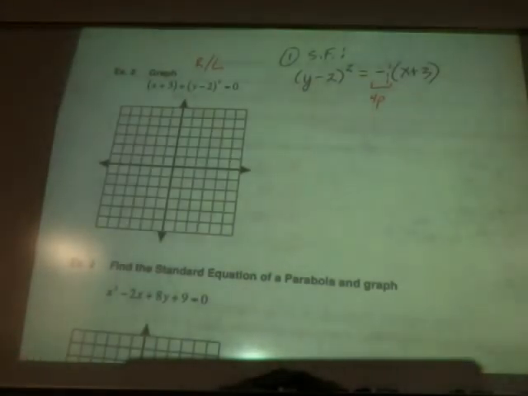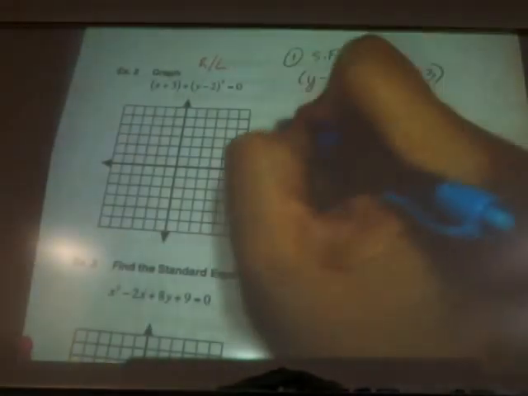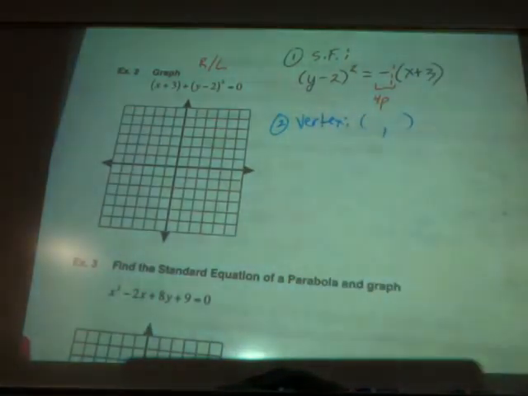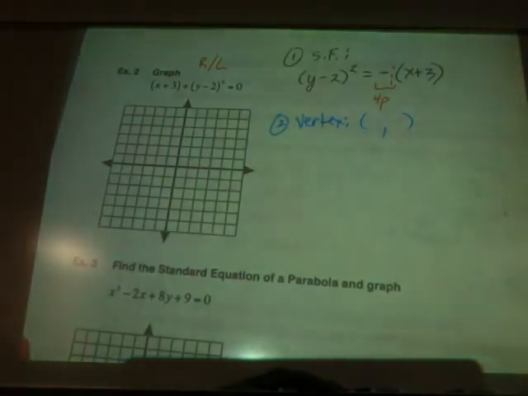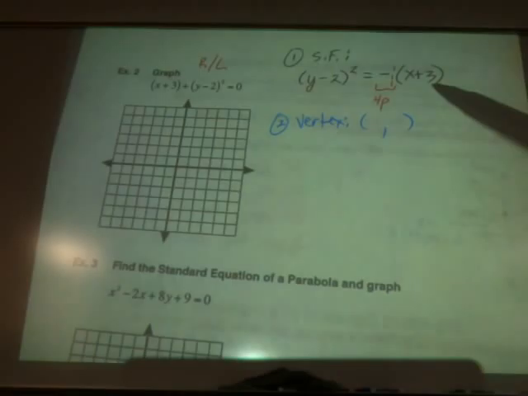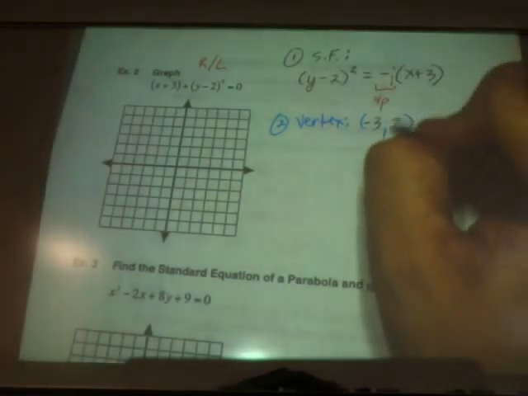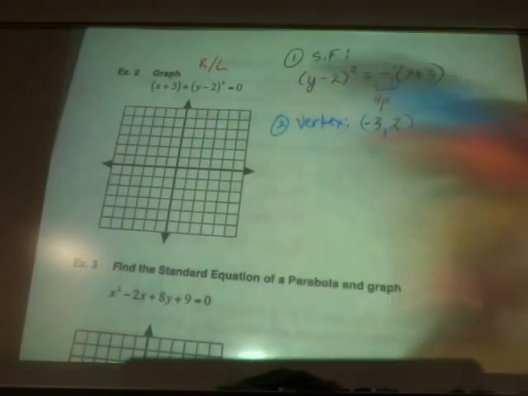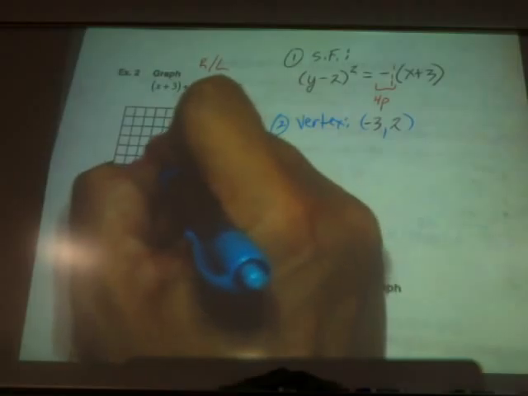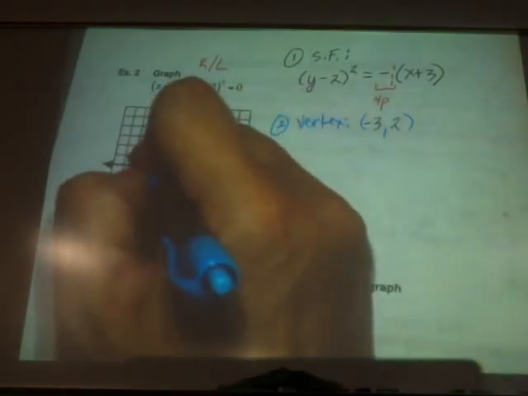So the very first thing we're going to find is the vertex. So step 2, vertex. What's the x value of the vertex? Careful, these are backwards, right? Look at your x parentheses. What's the x value? Negative 3, because you want the opposite sign, right? And then what's the y value? Positive 2. So I'm immediately going to plot that point on my grid, negative 3, positive 2. So there's my vertex.